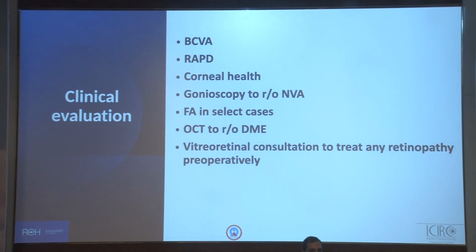I would emphasize two points. Gonioscopy is a very important factor to rule out any surprises, where we can sometimes miss neovascularization in the angles in diabetic patients, which may lead to dreaded outcomes later on. And the other thing to incorporate in a diabetic patient is a pre-operative OCT to rule out any diabetic macular edema.